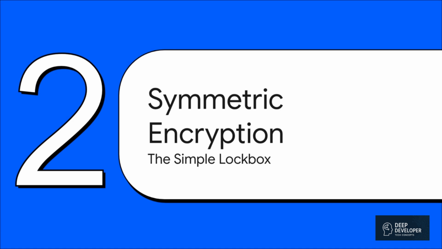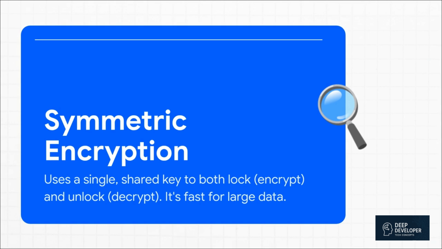So to achieve those three guarantees, we need some tools. And the first, most basic tool in our cryptographic toolbox is something called Symmetric Encryption. The core idea here is incredibly straightforward. One key does everything. You use the exact same secret key to scramble the data, and then you use that very same key to unscramble it on the other side.